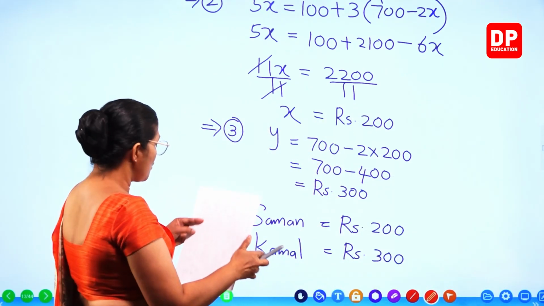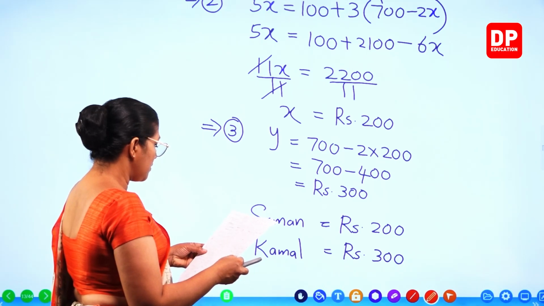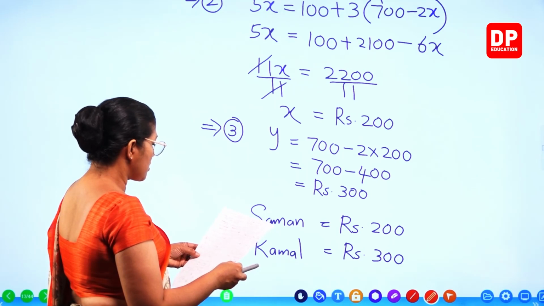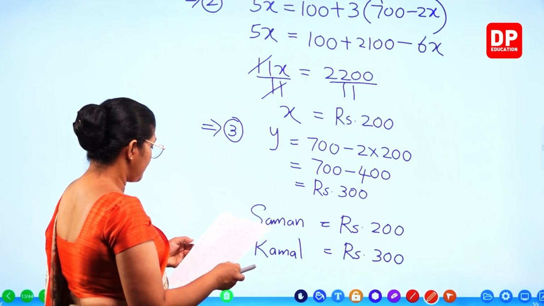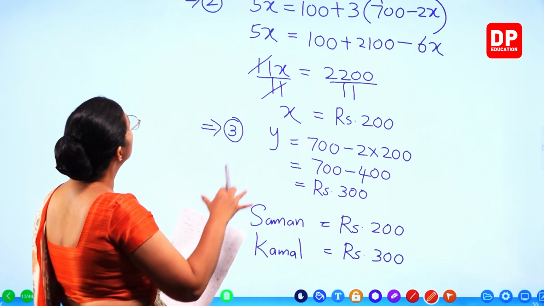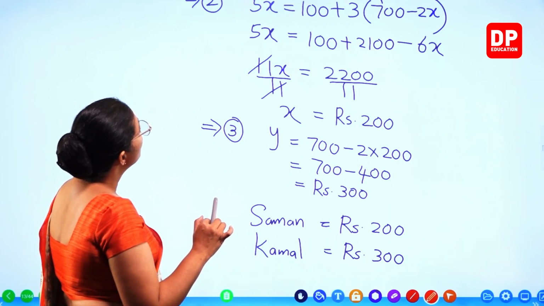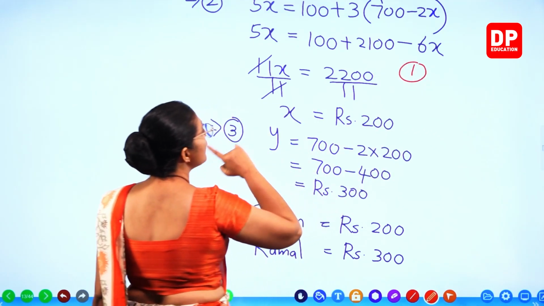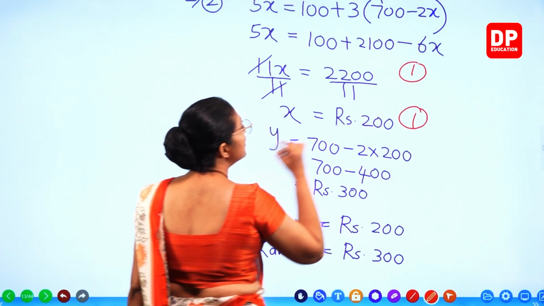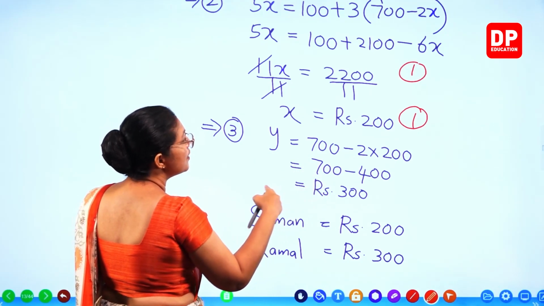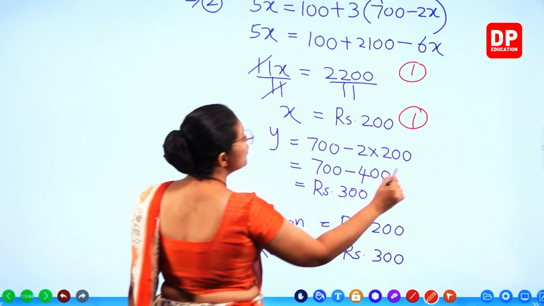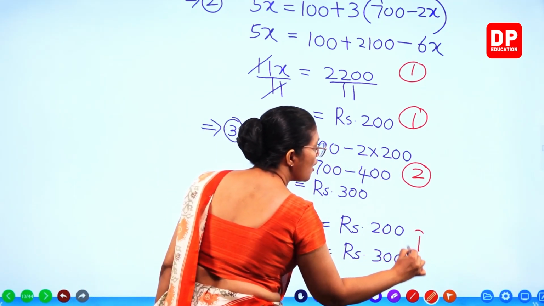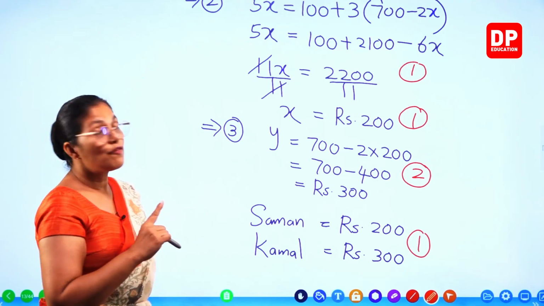Let's see how many marks you are getting. So you are getting 5 marks for this part. We'll give 1 mark here and 1 mark here. And then for the process here, we'll give 2 marks. And 1 mark for writing down separately. So 5 marks for that.